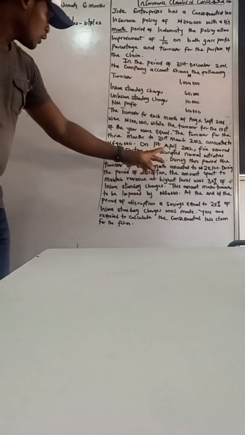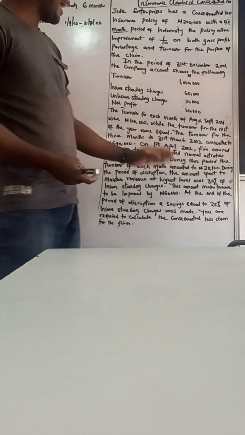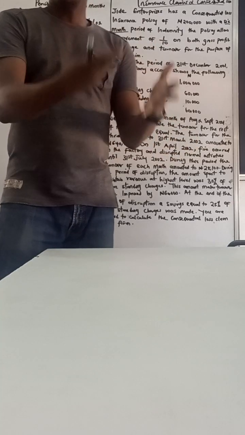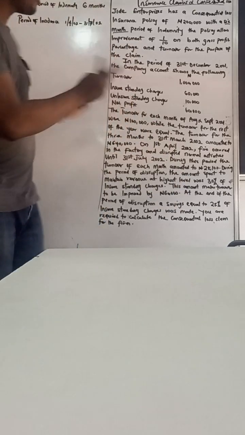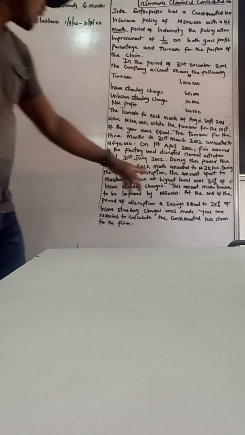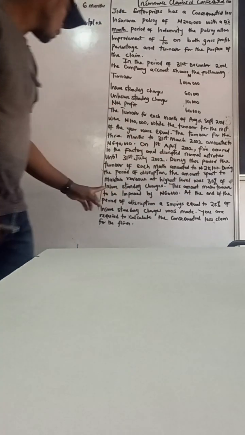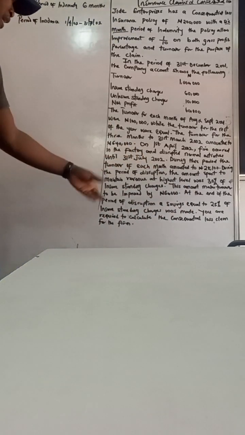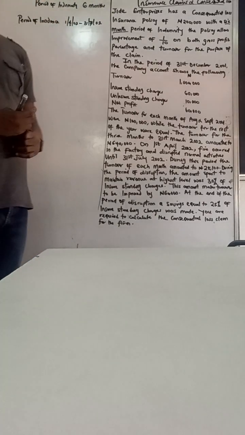Let's move on. During the period of destruction, the amount spent to maintain revenue at the highest level was 30% of insurance standing charges. Here they are talking about working capital management. When we get there, I will explain, but that will be my next video. In this video, I want to teach you how to calculate turnover loss. Then the amount made turnover to be improved by 60,000. At the end of the period of the structure, a savings equal to 25% of the insurance standing charge was made. You are required to calculate the consequential loss claim for the firm.